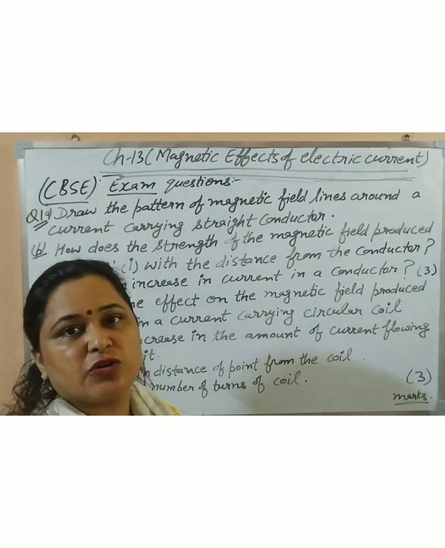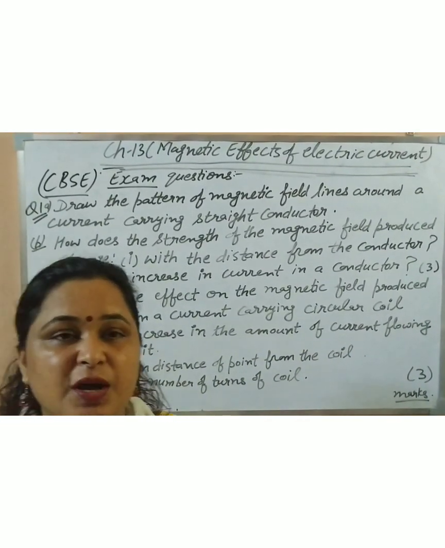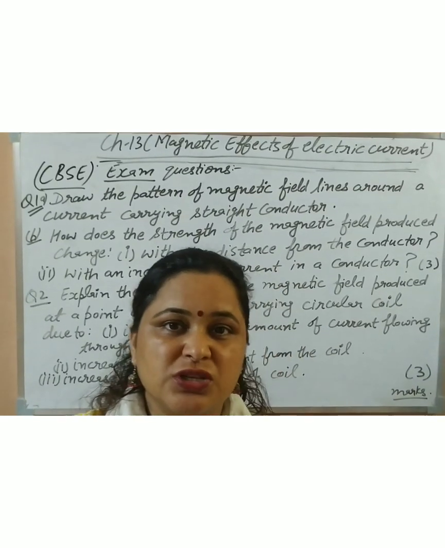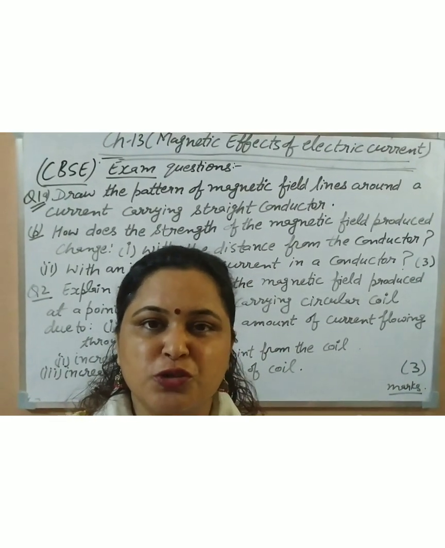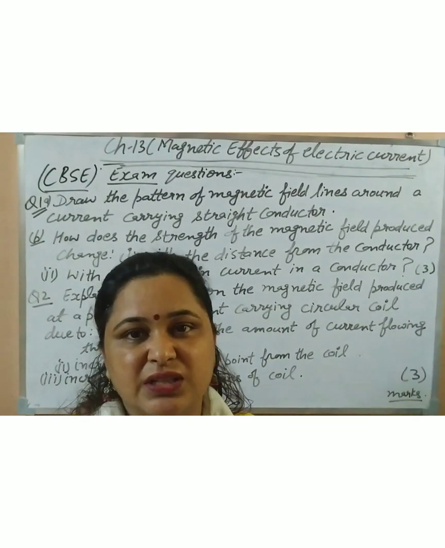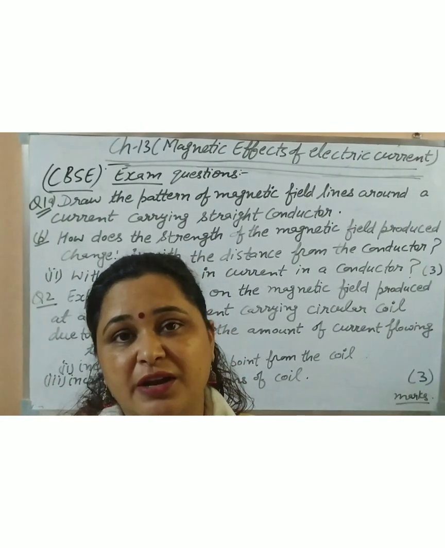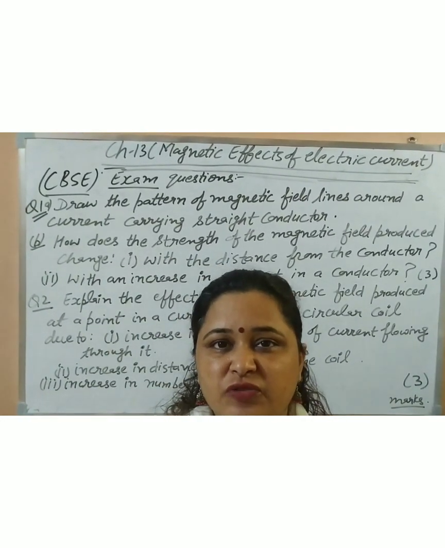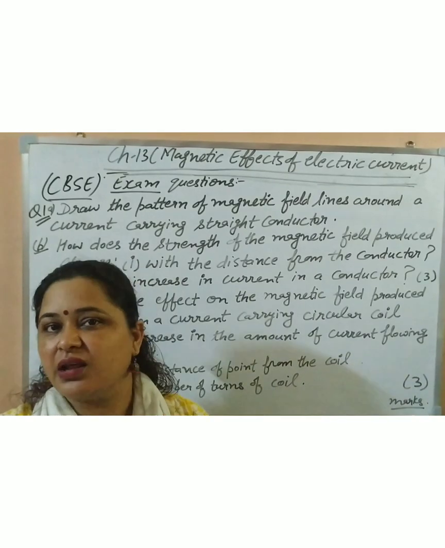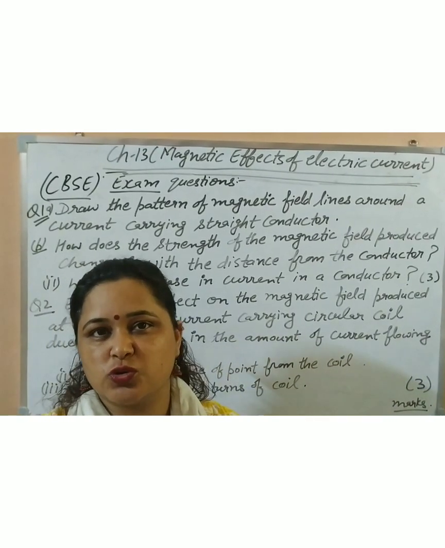In magnetic effect of electric current, we have completed the current flowing through a straight conductor, current flowing through a coil, then we have done the solenoid also, and the electromagnet also. At that time we just explained them directly, how we can do those questions.